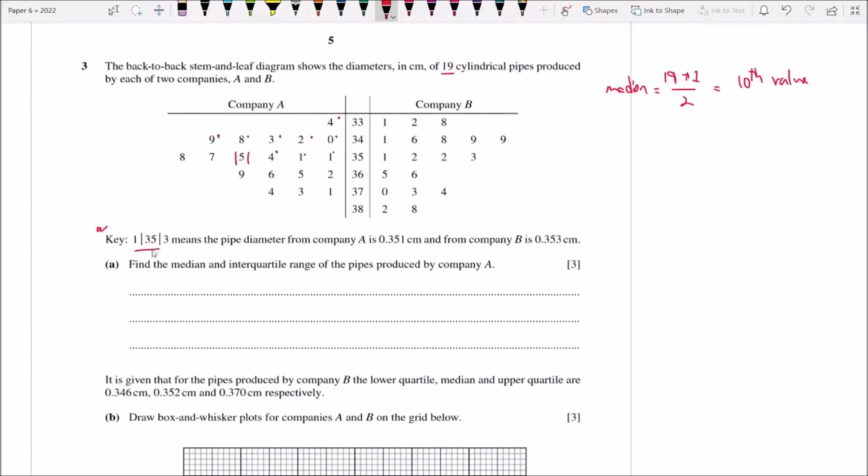Okay, so what does this mean? So this is actually 0.355. So the median is 0.355 centimeter.